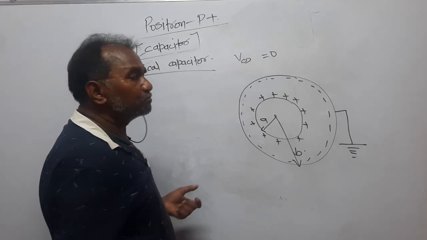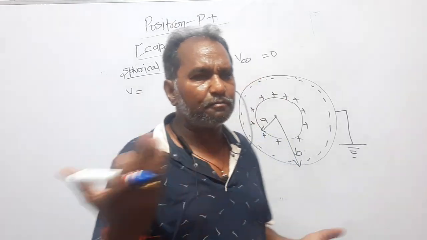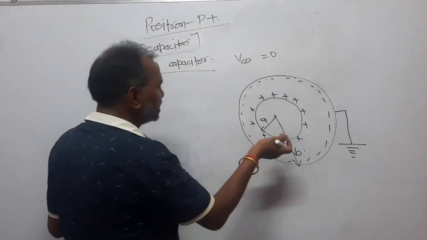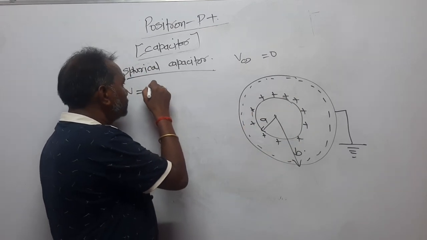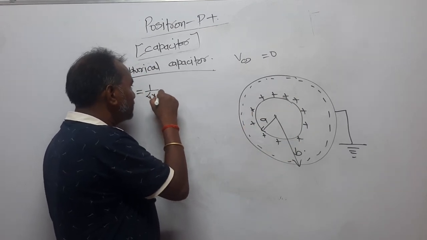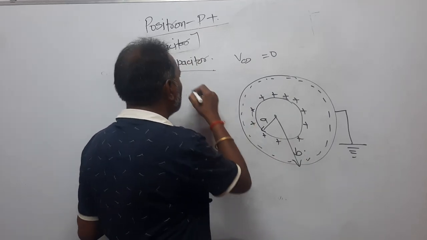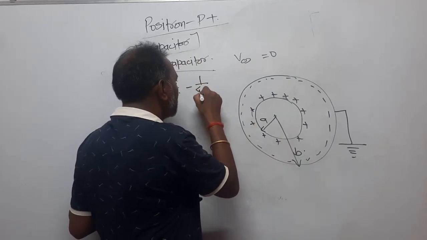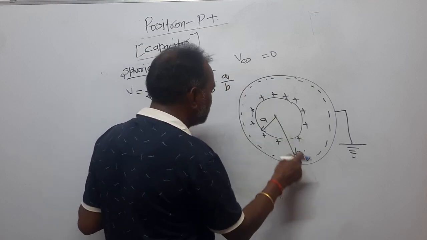You can say because of positive charge, potential is positive. Because of negative charge, potential is negative. The same I am applying here. Because of this one, potential will be 1 upon 4 pi epsilon naught q upon a. And because of negative charge, potential will be negative, and because of this 1 upon 4 pi epsilon q upon r, which is b here.